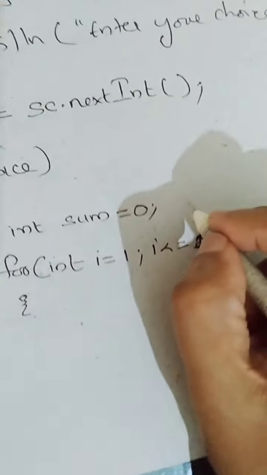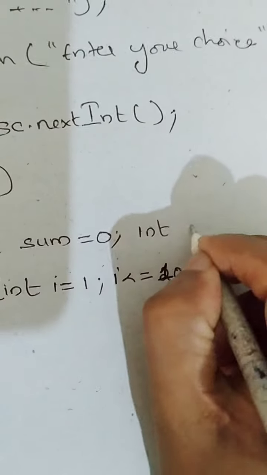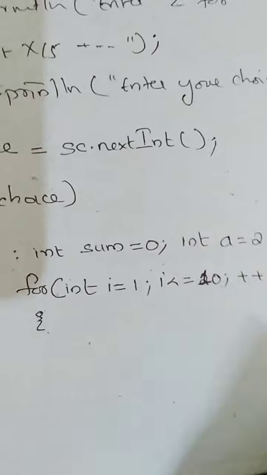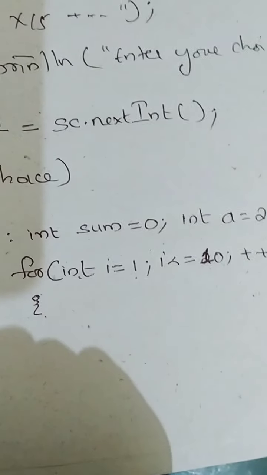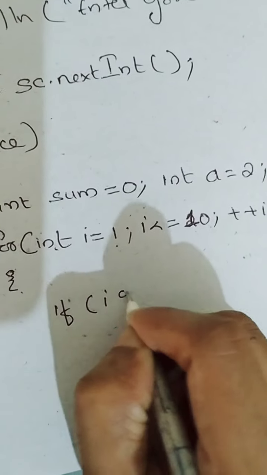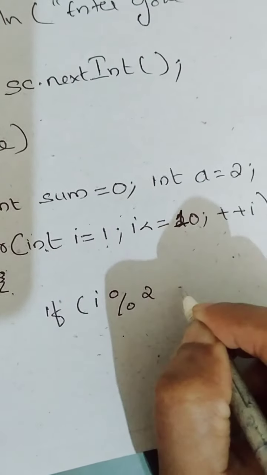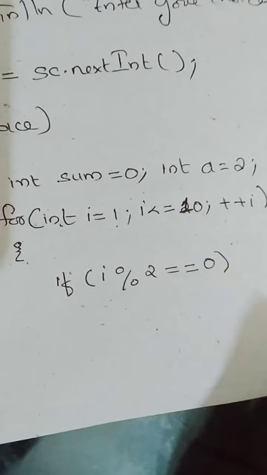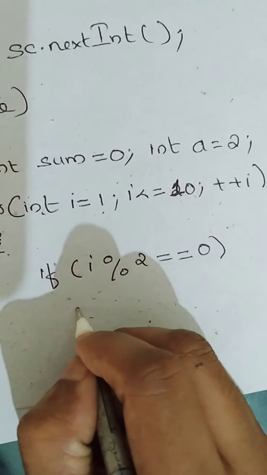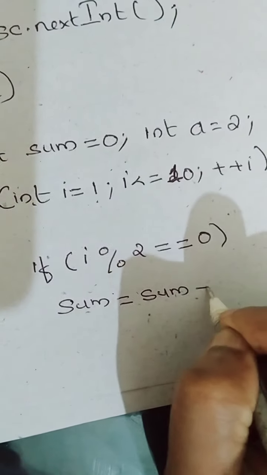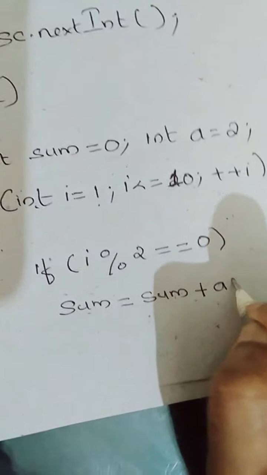Here I will declare another variable, int a is equal to 2. This is what I am going to do. So i is equal to 1. If i modulus 2 is equal to 0, that is, if the position's modulus 2 is equal to 0, what you have to do is sum is equal to sum plus a.